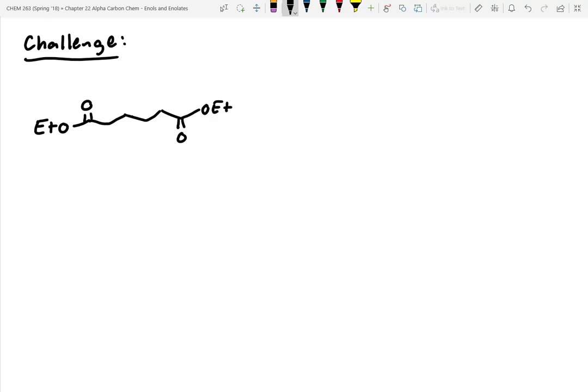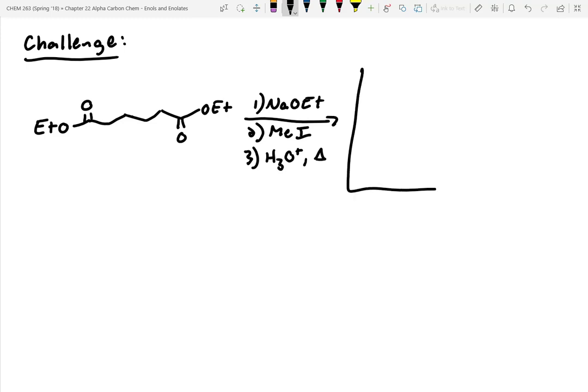All right, in this reaction, we've got diethyl adipate. We've got sodium ethoxide as our base. Step 2, we have methyl iodide. And then step 3, we have acid and heat. So then the question is, which product will result? And I'll give you a hint. It forms a ring.